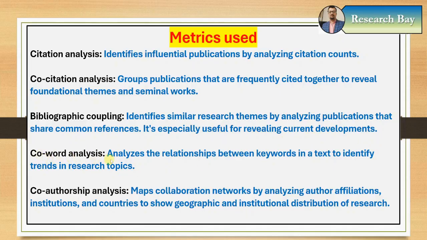Then we have co-word analysis, which analyzes the relationships between keywords in a text to identify the trends in research topics. And co-authorship analysis, which maps the collaboration networks by analyzing author affiliations, their institutions, and countries to show the geographic and institutional distribution of research.